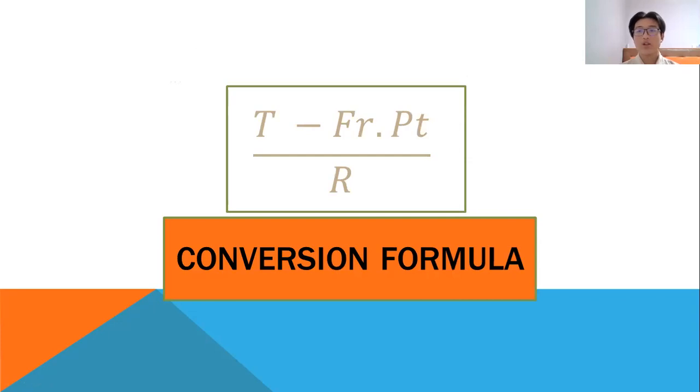Now, to convert a unit of temperature to another unit of temperature, we need a formula. This is also known as the conversion formula. So here we notice some letters: T, F, R, and R. So what are these? T stands for temperature. We are usually given the temperature or asked to find it. F and R here stand for the freezing point and the range.